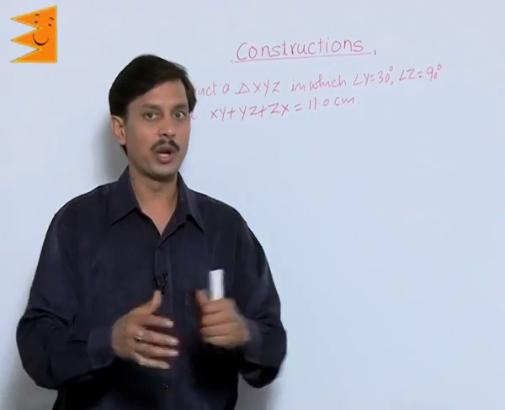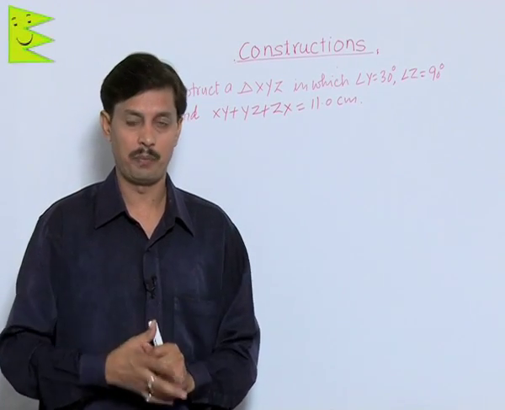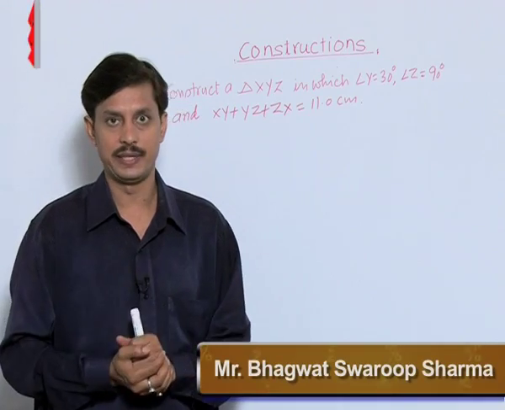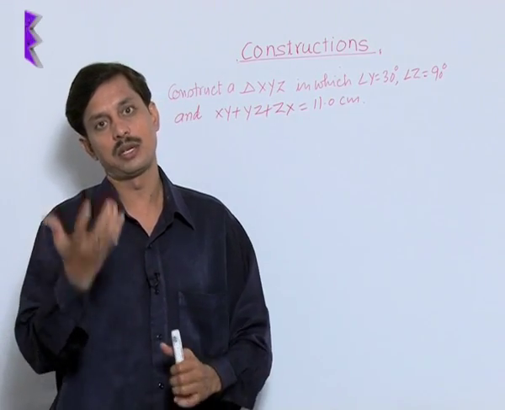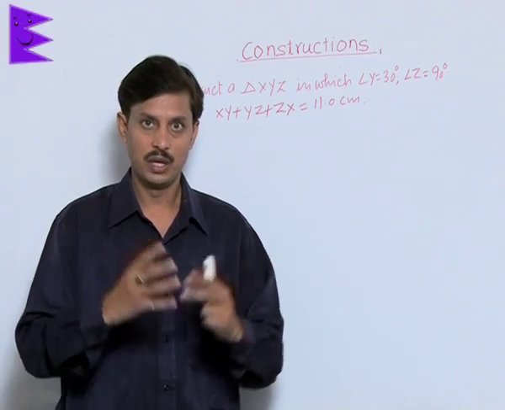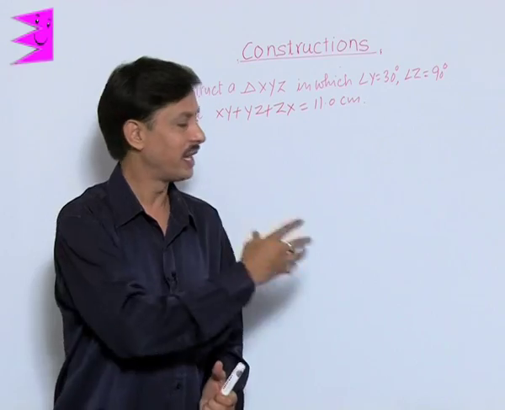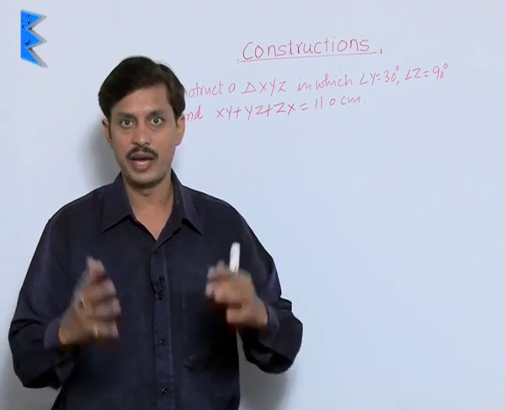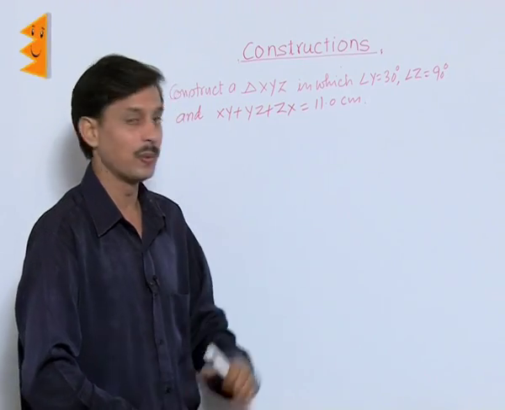Now one more type of question: if the perimeter of a triangle is given, perimeter meaning the sum of all three sides, and both the base angles are given, then how do we construct such a triangle? You have to see and perform all the steps with me as I explain.